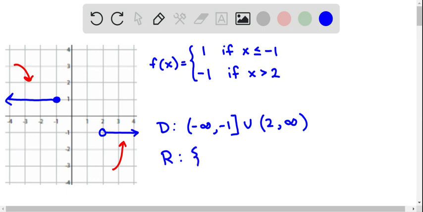And for the range of the entire graph, we only have two different y values on this graph. We have points that are at a height of -1, and we have points that are at a height of 1. So we just list those in set notation.